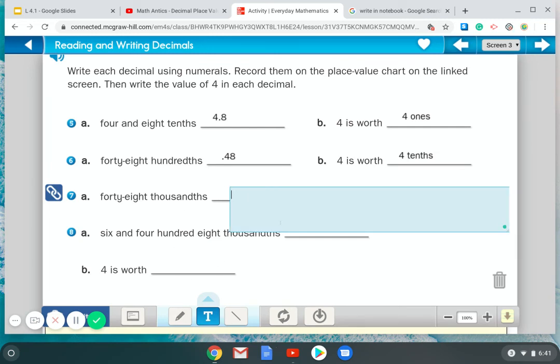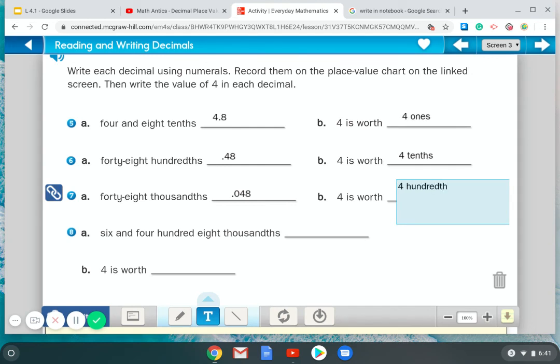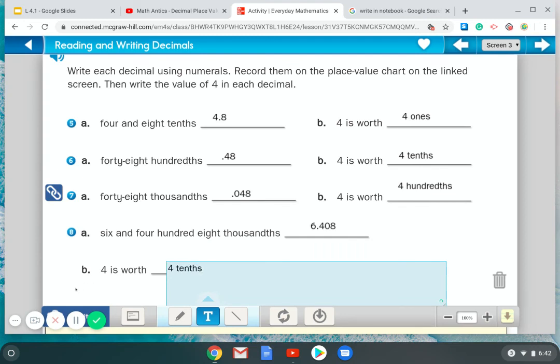For 7a, we have 48 thousandths. Because it's 48, we have to add a 0 in the tenths place so that the 48 moves to the right. And then the 4 here is worth 4 hundredths. And then finally here we have number 8, 6 and 408 thousandths. So 6 and 408 thousandths. And then the 4 is worth, again, 4 tenths. Okay. Go ahead and take the time to review your answers here with the answers that you have in your notebook.